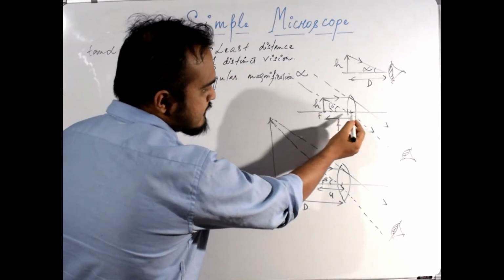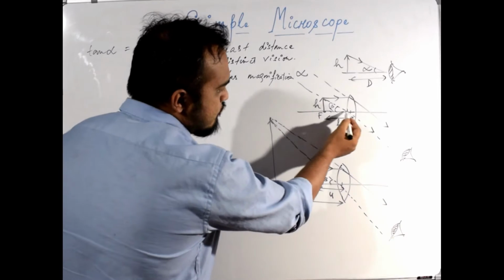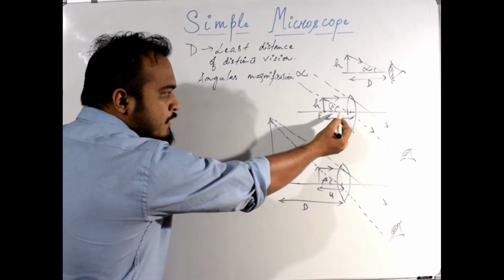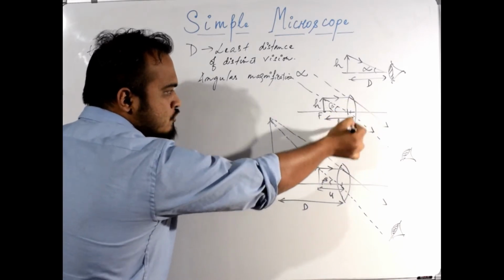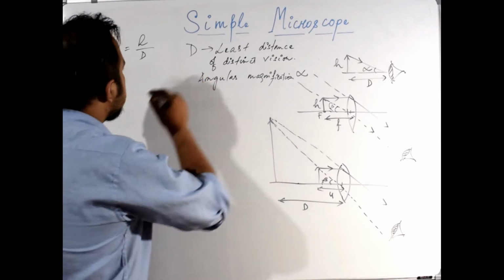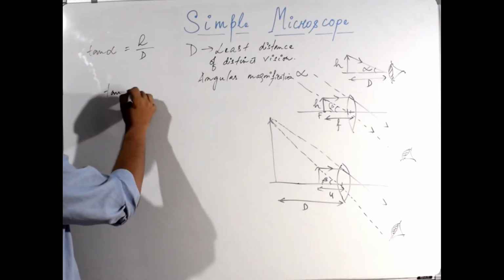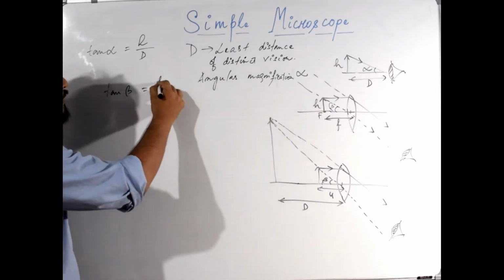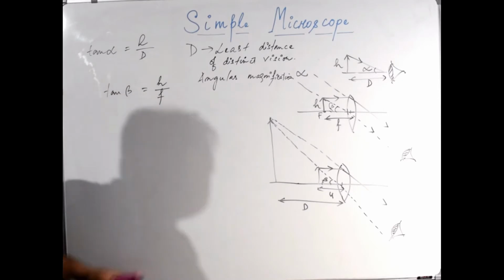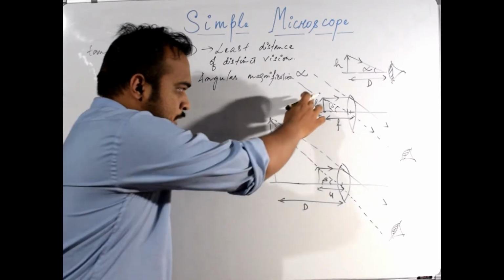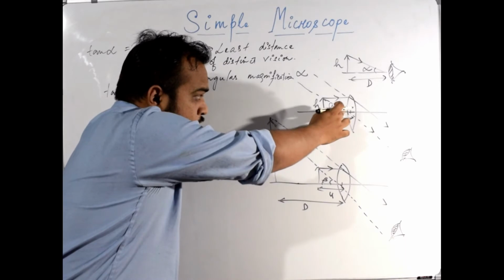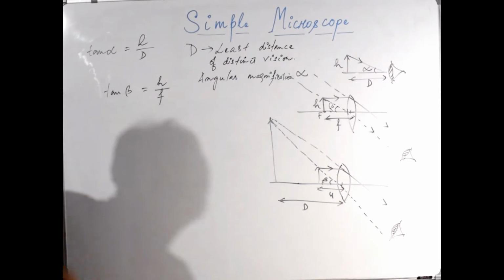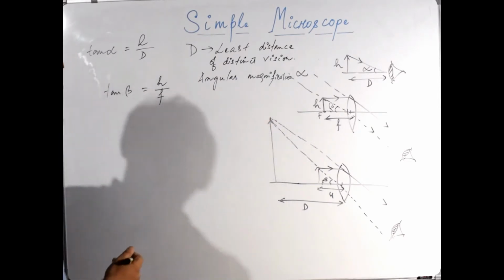So this object makes a particular angle with the optical center, that is, with the eye. That angle we call beta when the lens is used. So tan of beta will be equal to h divided by f, because tan of any angle is perpendicular divided by base. Here the base is f, the focal length.